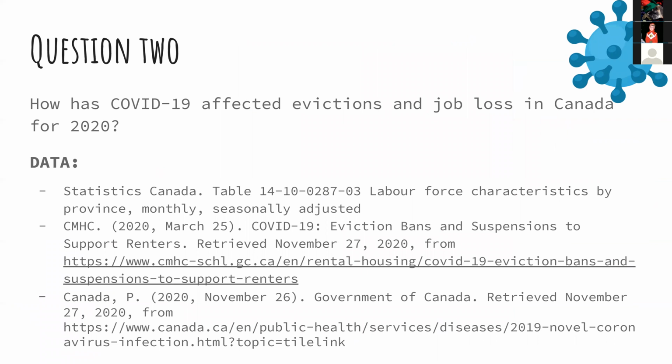So for question two, the question that we asked was how has COVID affected evictions and job loss in Canada for 2020? Our data came from three places. From Stats Canada, we got the unemployment rate by province and for all of Canada. For the COVID cases, we got that from the Government of Canada website, and then we also calculated a COVID rate based off that. And then we got the times of eviction freeze for each province from their provincial website.